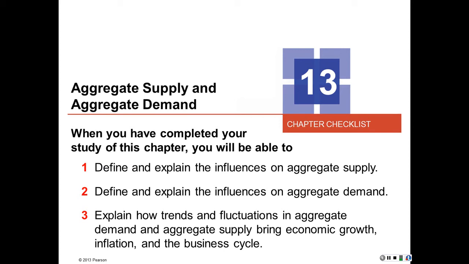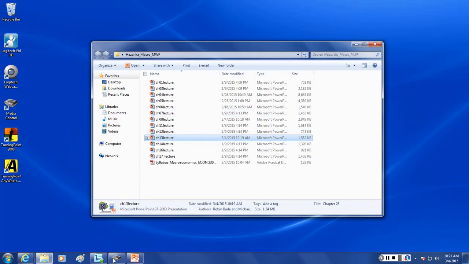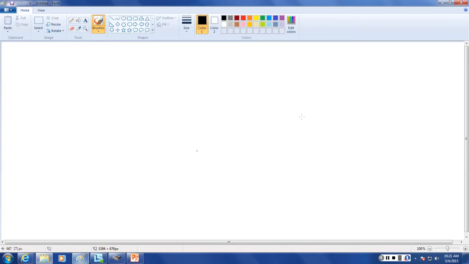What I'm going to do now is revert to my drawing board. This is going to be our story from now on, and everything will tie into this diagram that I'm now going to put up here on the screen.